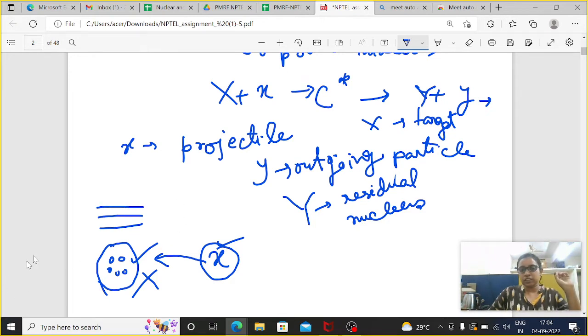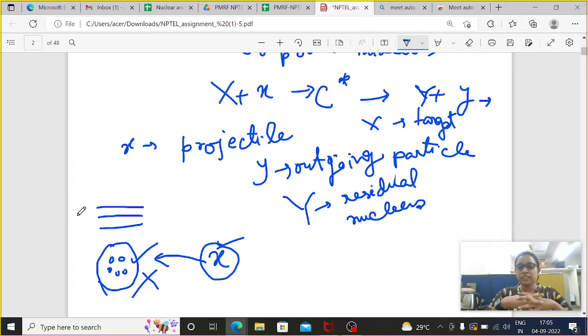So what will happen is that small x will be captured by the capital X, totally absorbed, and then all the nucleons inside the target nucleus will be disturbed, because obviously small x is coming from the outside, with non-zero kinetic energy, and it will give energy to all the nucleons inside that capital X. As a whole the capital X will be unstable, and unstable means all the nucleons will collide with each and every one, and obviously there will be some excitation, and from ground state to excited state all the particles will go on.